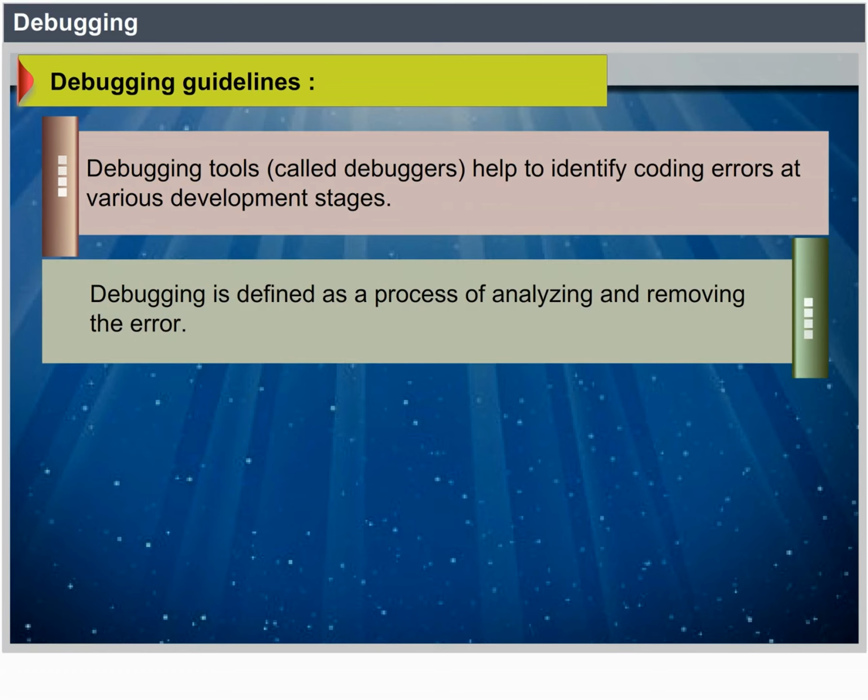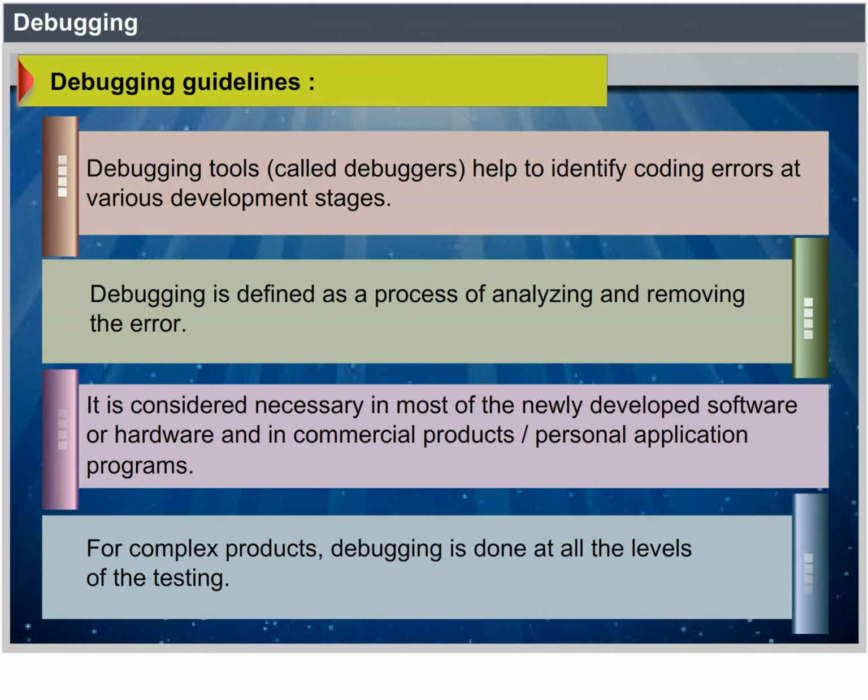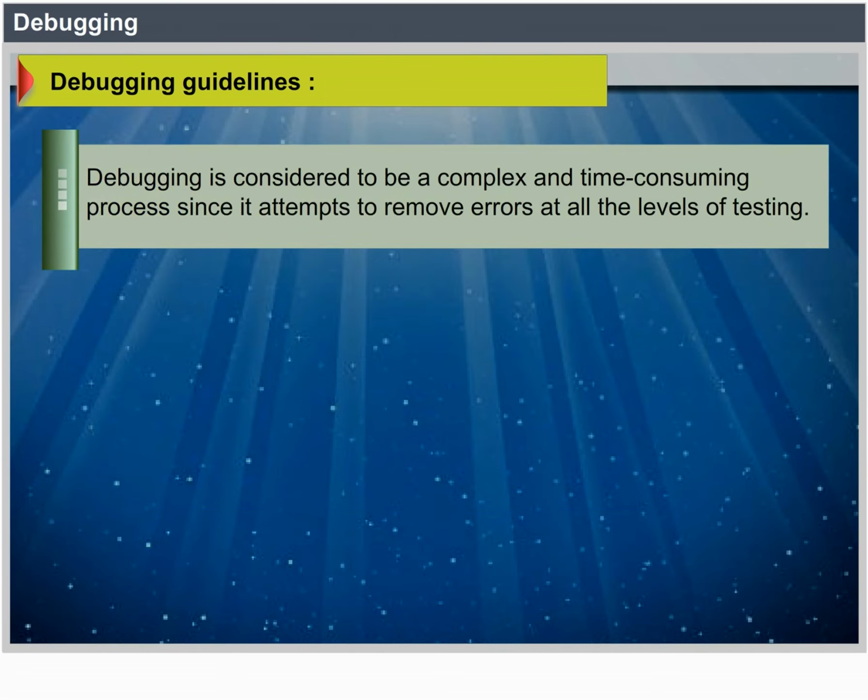Debugging is defined as the process of analyzing and removing the error. It is considered necessary in most of the newly developed software or hardware and in commercial products and personal application programs. For complex products, debugging is done at all the levels of testing. Debugging is considered to be a complex and time-consuming process since it attempts to remove errors at all the levels of testing.